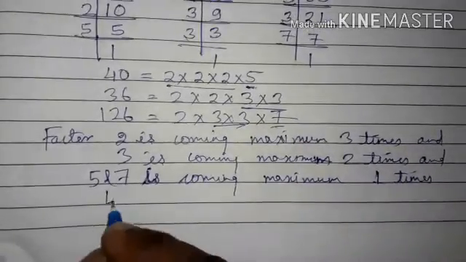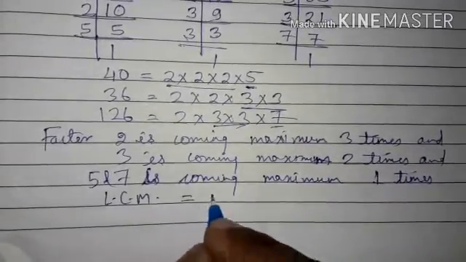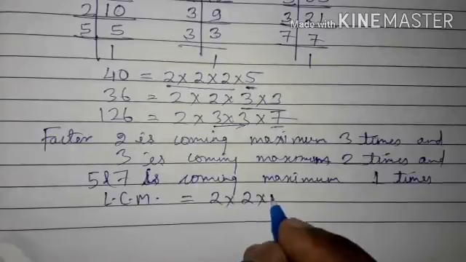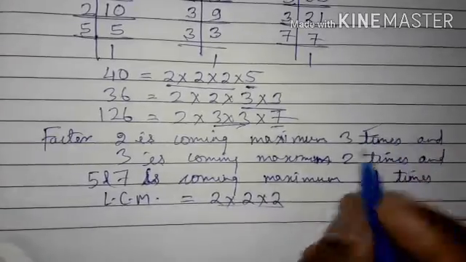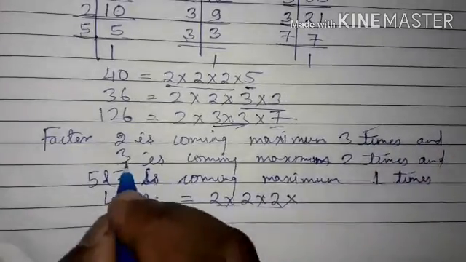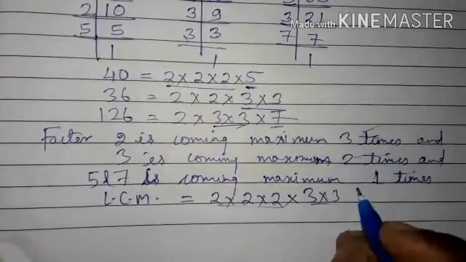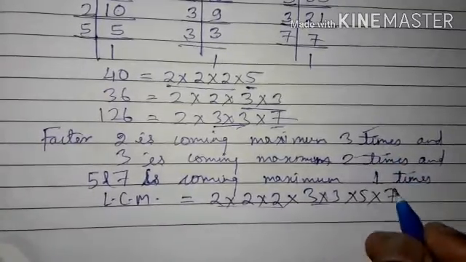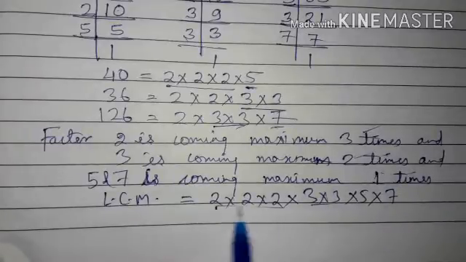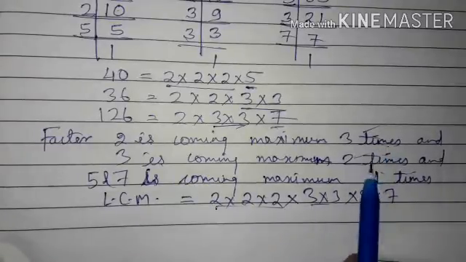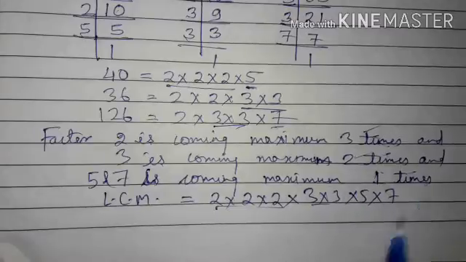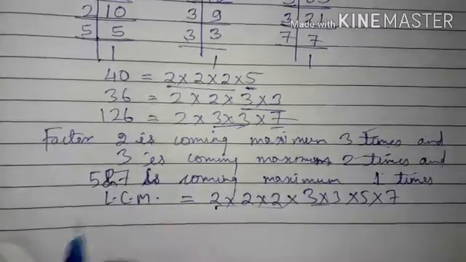Therefore, LCM is equal to 2 multiplied by 2 multiplied by 2, how many times? 3 times. Multiply 3 multiplied by 3, how many times? 2 times. Then 5 multiplied by 7, how many times? 1 time. Because 2 is coming 3 times, 3 is coming 2 times, and 5 and 7 are coming 1 time.